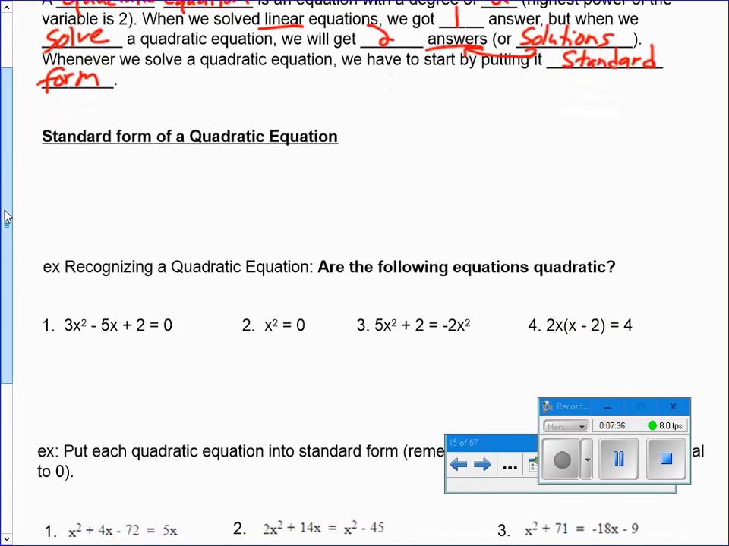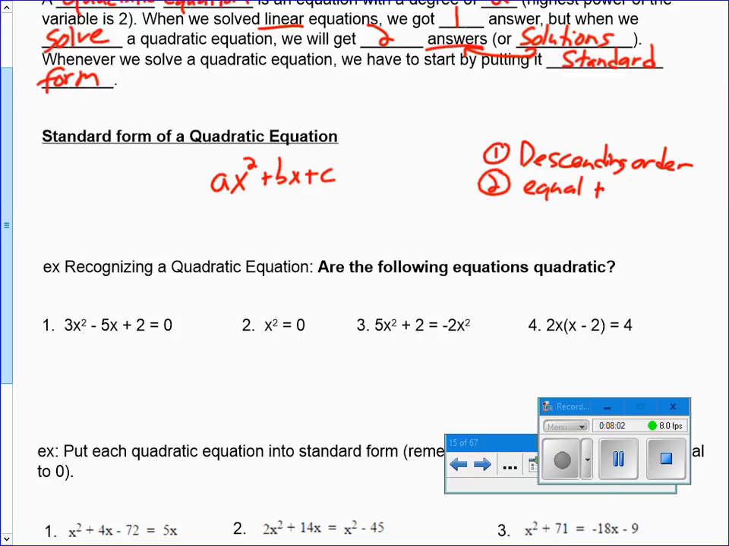Alright, so standard form is something else to talk about on the first day. Two things make standard form for a polynomial. The first thing is descending order. So here, for quadratic, we know our highest power would be 2, then our linear term, then our constant term. For standard form for quadratic, it's also nothing on the other side, equal to 0.